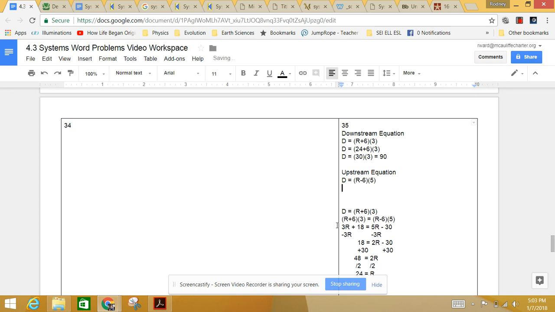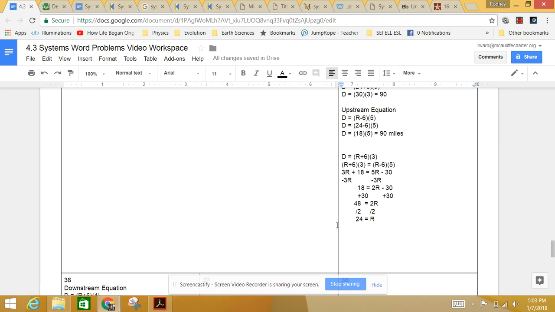I can confirm that with the other equation. D equals 24 minus 6 times 5. And so D equals 24 minus 6 is 18 times 5. 18 times 5 is 90. So it's 90 miles for the trip. Speed in still water is 24 miles per hour. Okay, we go to the other one.